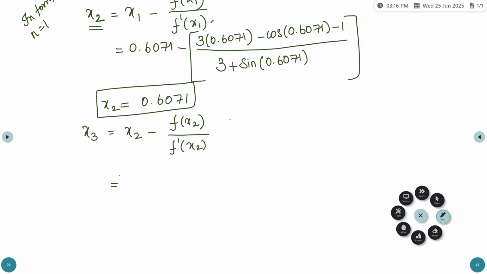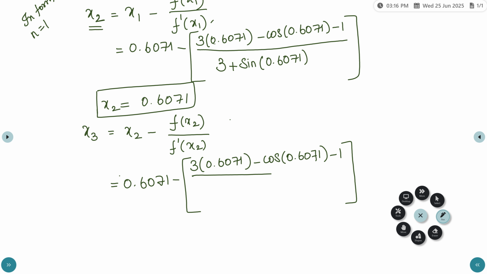x3 equal to 0.6071 minus f, the same value again: 0.6071 minus cos of 0.6071 minus 1, divided by f dash of x2, 3 plus sine of 0.6071. So the same value again, 0.6071. Up to this I am going to stop the iteration.